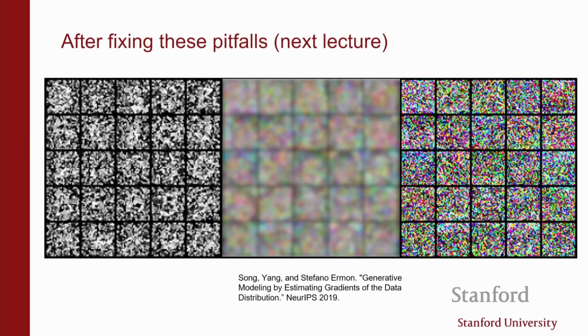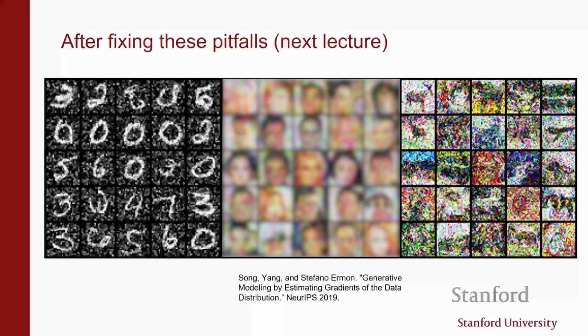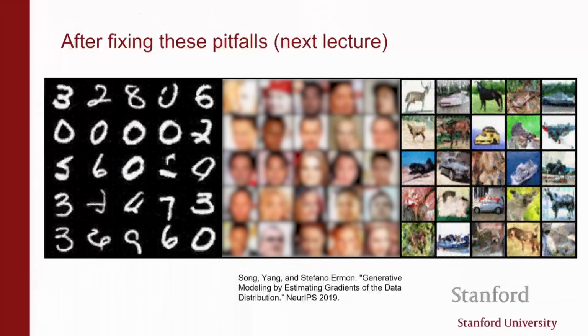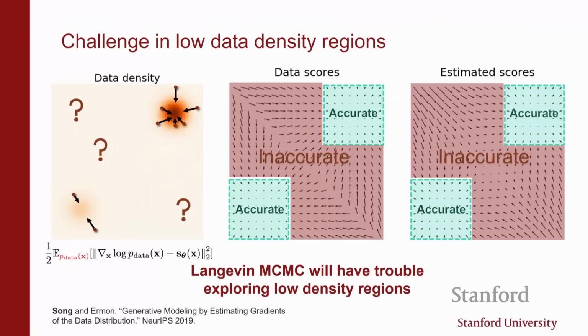And then what we'll see in the next lecture is a way to fix it that will actually make it work. And that's the idea behind diffusion models, which is to essentially figure out a way to estimate these scores more accurately all over the space and get better guidance. And that will actually fix this problem and will get you the state-of-the-art diffusion models.